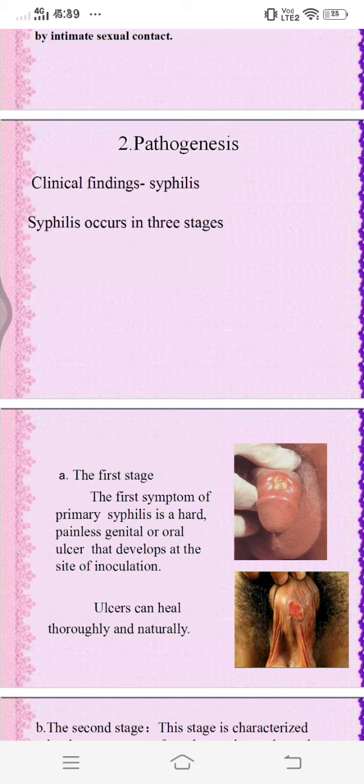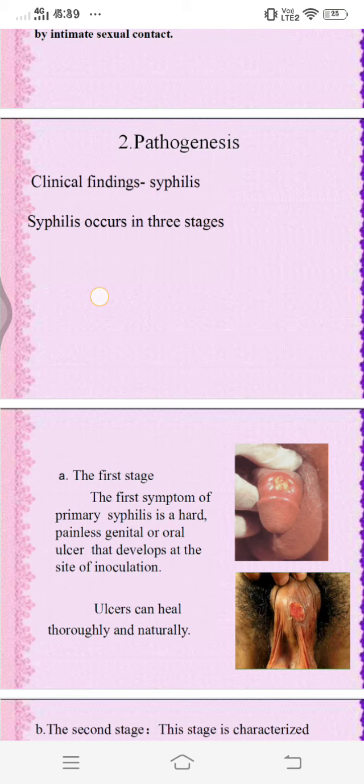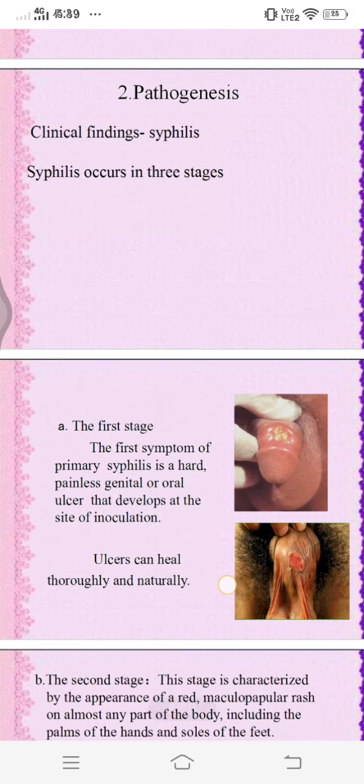So the infection is rarely contracted by doctors and nurses, in whom the chancre appears on the finger. So when they touch, they can also get this. So you can say, first, a symptom is a hard, painless genital or oral ulcer that develops at the site of inoculation, and the ulcers can heal thoroughly and also naturally.